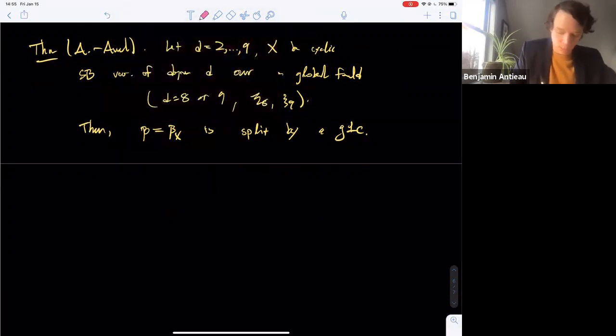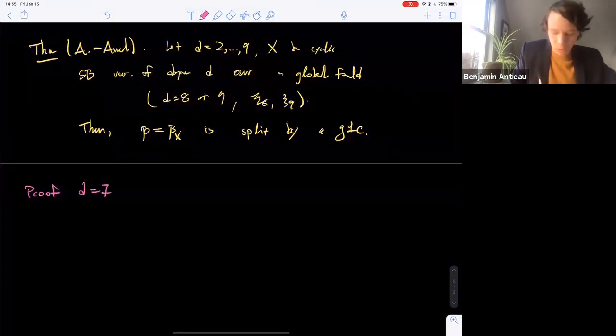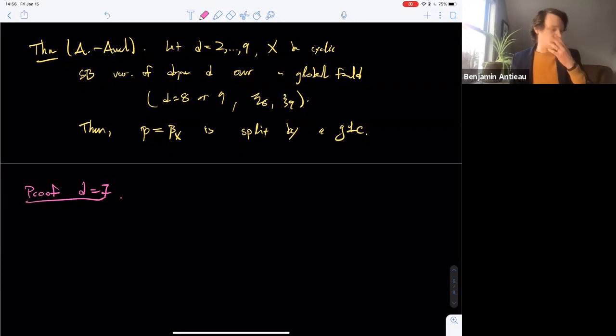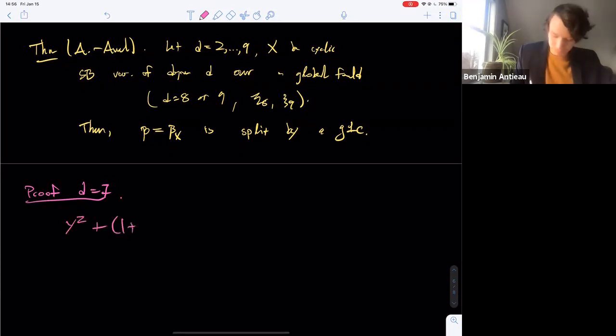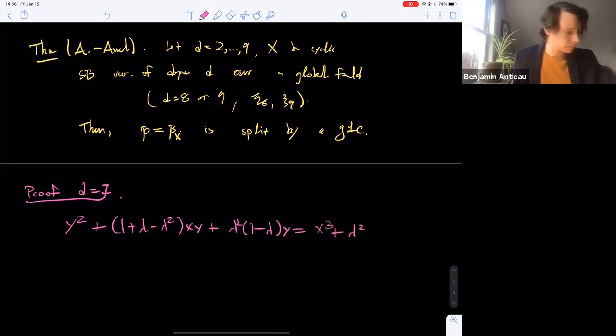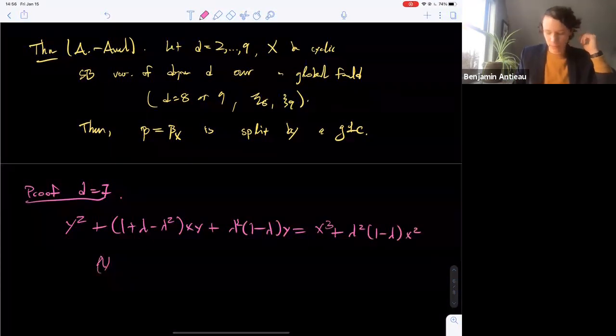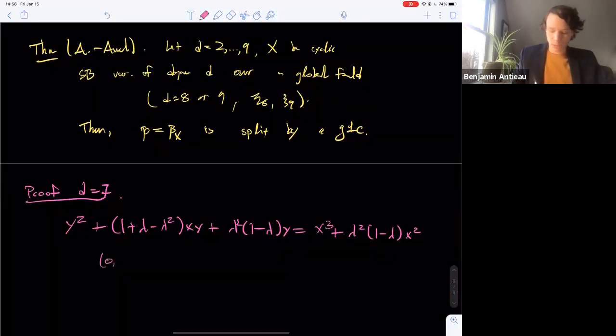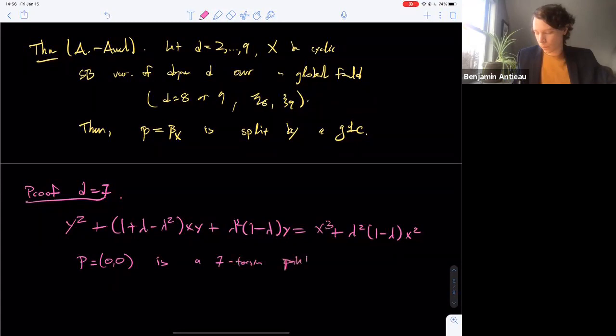So let me say something about the proof for d equals 7. All of the cases are basically the same, just the explicit general form of an elliptic curve varies. So let's consider this elliptic curve. This has (0, 0) as a 7-torsion point. So this will be our E prime lambda. This is a family of elliptic curves.